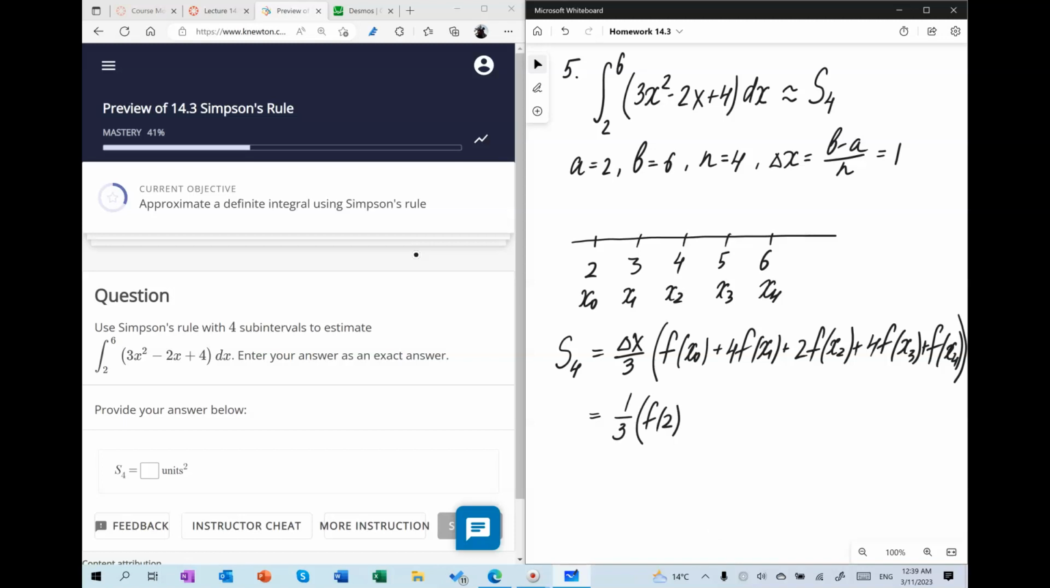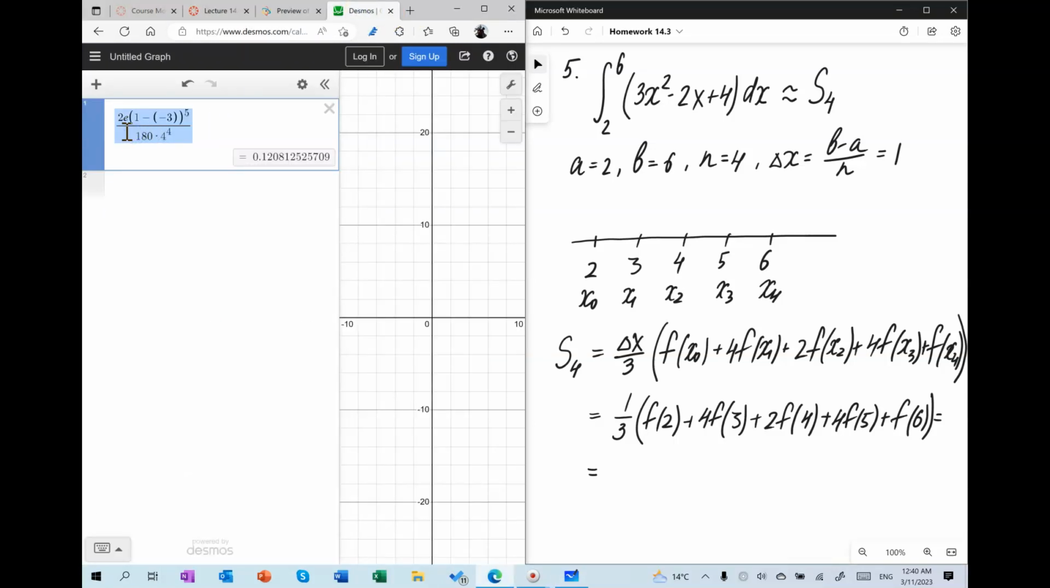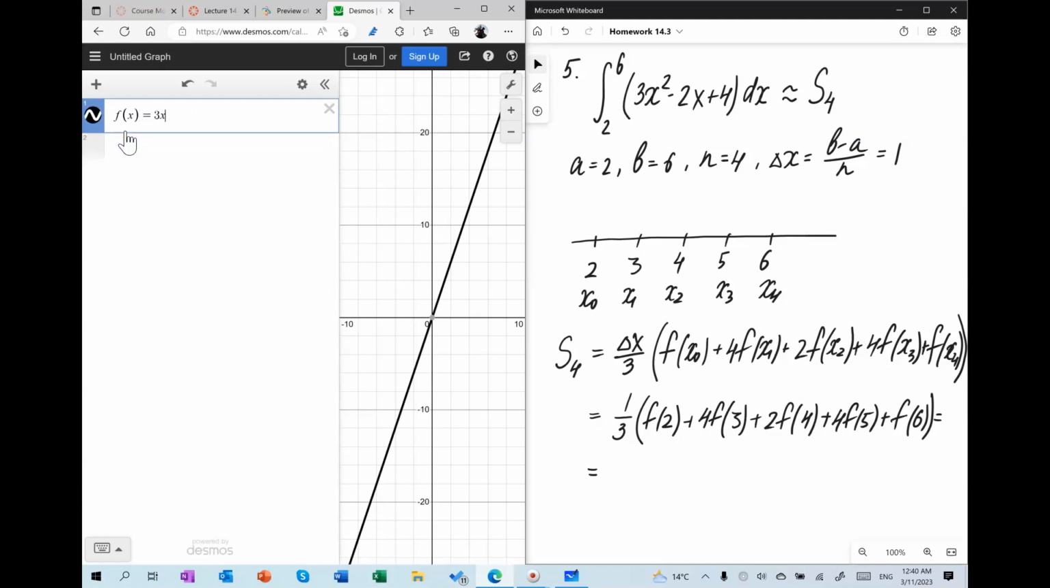x0 is 2, x1 is 3, x2 is 4, x3 is 5, and x4 is 6. So here we can evaluate this quadratic function by hand. However, I'll use Desmos. So I'm going to define this function.